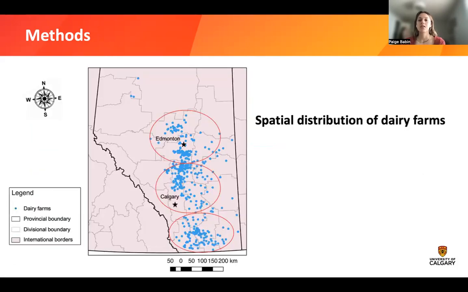From this, we can see Alberta Milk's classification of the spatial distributions of dairy farms across Alberta, with the northern farms being north of Lacombe, the central farms between Lacombe and Calgary, and the southern farms south of Calgary.